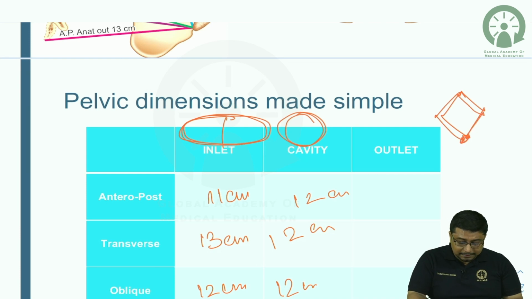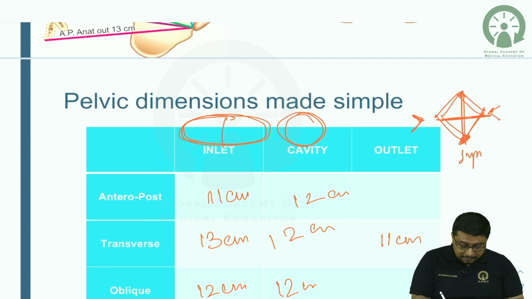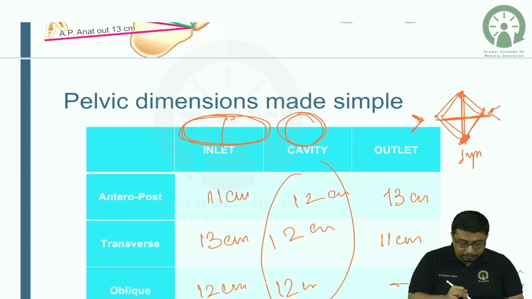So this is the symphysis pubis. These are the two ischial spines. This is the interspinous diameter and this is the transverse diameter as well. This is 10.5. You can write it as 11. And this is symphysis pubis to tip of the coccyx, which can get extended till 13 centimeter, right? So 11, 12, 13. 13, 11, there is no transverse diameter here and all 12 for this.